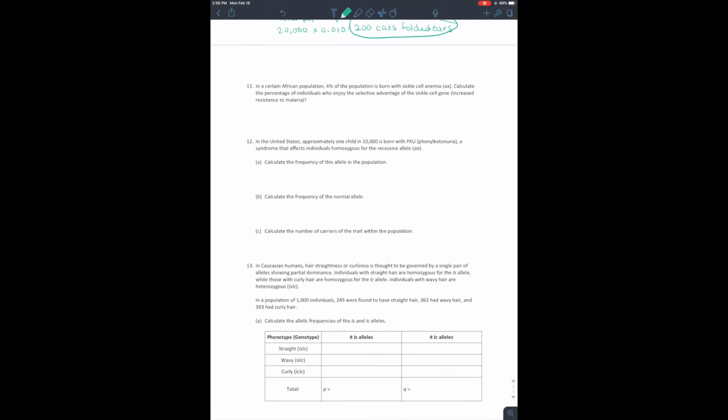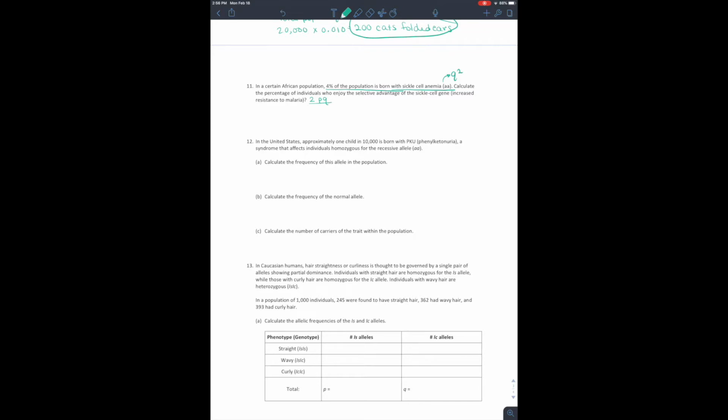In a certain African population, 4% of this population is born with sickle cell anemia, little a, our Q squared. Calculate the percentage of individuals who enjoy the selective advantage of the sickle cell gene, increased resistance to malaria. So we are going to be calculating 2PQ today. Okay, so the individuals that are heterozygous, they have a selective advantage. So they have increased resistance to malaria. So they're carriers of the trait. They do not have the full-blown sickle cell anemia disease. They're going to be represented by 2PQ because that is our heterozygous term.